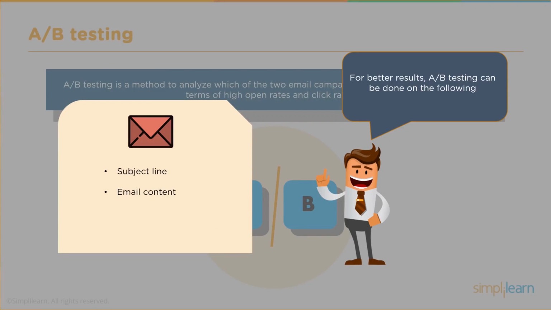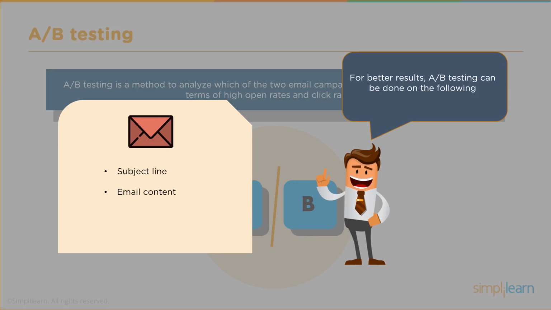In my example, I talked about the subject line. For better results, A/B testing can be done with the subject line. It can also be done with the email content. The subject line impacts the open rate. So I wrote a subject line. I don't even know how that subject line is going to perform.